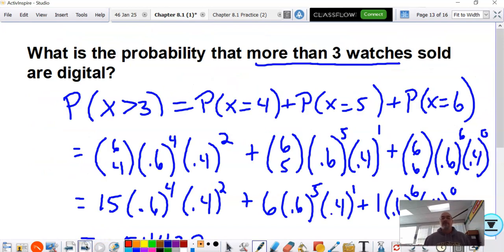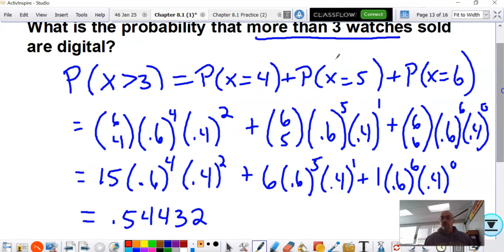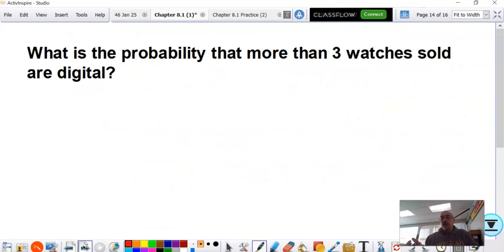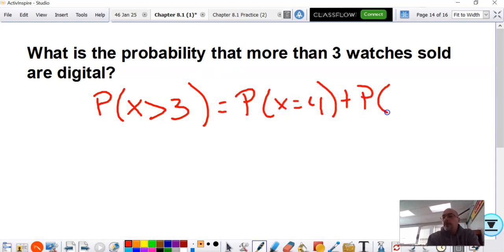Okay, so that's CDF. Now, this one, ladies and gentlemen, was what is the probability that more than 3 watches sold are digital? Okay, and we got 0.54432. So that was 4, 5, 6, right? 4 watches, 5 watches, 6 watches. Now, again, the calculator is limited here, folks. So again, this is saying that the probability that it's more than 3, which means the probability of 4 plus the probability of 5 plus the probability of 6, okay?